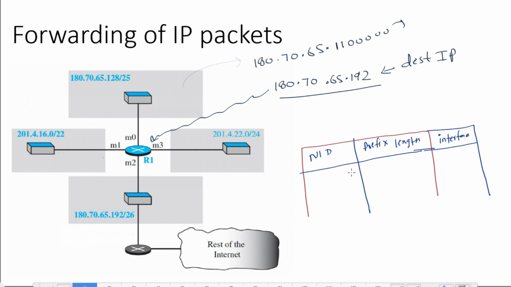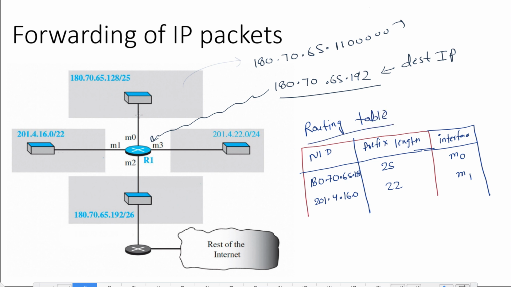It says that if the network ID is this and the prefix length is this, then the interface should be M0. If the network ID is 201.4.16.0 and the prefix length is 22, then the interface should be M1. Like that, it should have all the network IDs with the corresponding prefix lengths and corresponding interfaces. This is what we call a routing table. This is how a routing table looks.